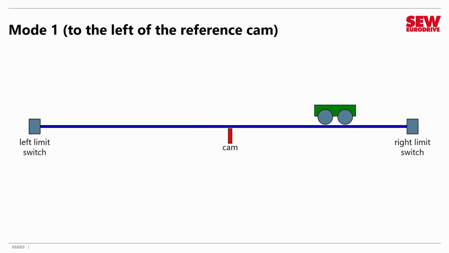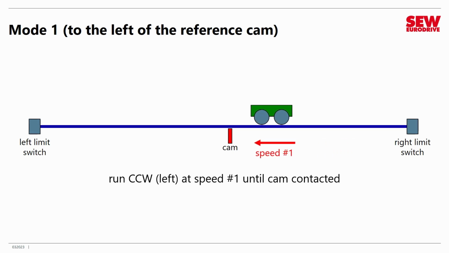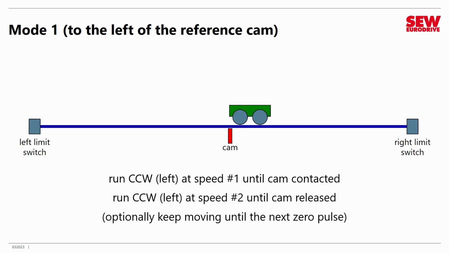Mode number 1, the goal is to wind up to the left of a reference cam. So you have a reference cam usually somewhere near the middle of the travel range. Your goal is to wind up on the left side. What you do is you run counterclockwise, that's to the left, at the higher speed until you touch the cam. All right, you've touched the cam. Then you keep moving at the slower speed until you come off the cam. And you can optionally, if you wish, wait until the next zero pulse, but you don't have to. You can just stop as soon as you get off the cam. So we move slowly until we just clear the cam, and then we say we're referenced, or we go to the next zero pulse and then say we're referenced.